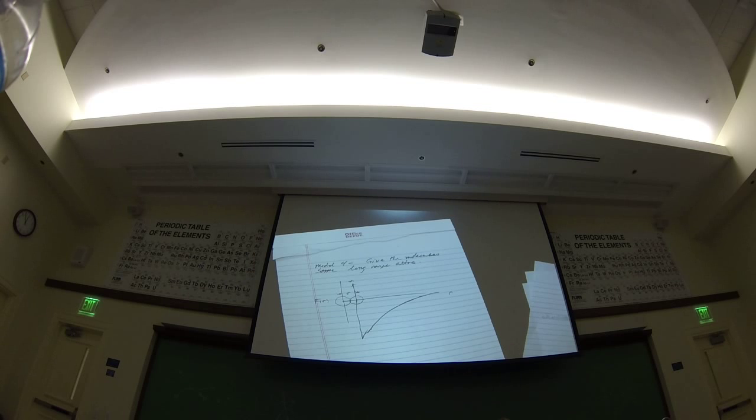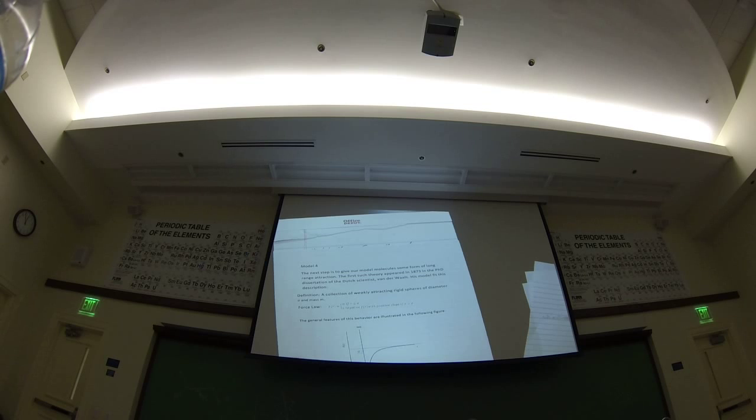Now, I show this particular version of it because historically, this was the first one that was ever looked at. It was in 1873, the PhD dissertation of the Dutch scientist van der Waals. And the model that we derived from this is the van der Waals equation of state, which you've all heard about. So what is it exactly? Definition: a collection of weakly attracting rigid spheres of diameter sigma and mass m. That's the model. Van der Waals created this in his mind.